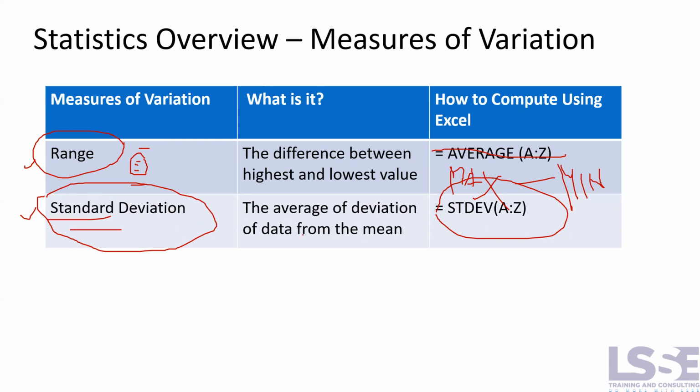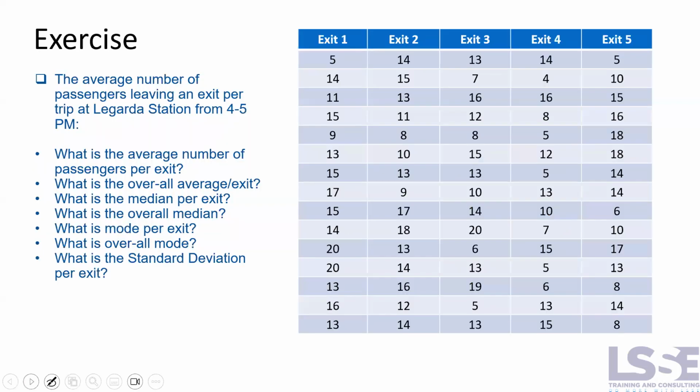Standard deviation is a measure of how varied your data is. If the standard deviation is high, it means that your data has high variability. If the standard deviation is low, it means that your data has low variability. It's very, very consistent. I guess that's it for this section.